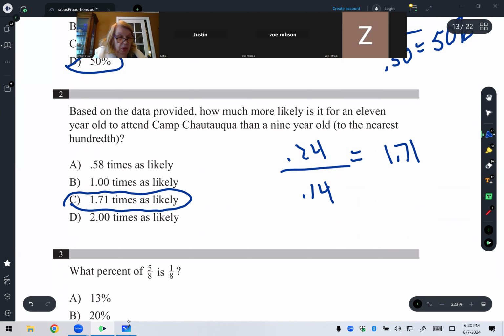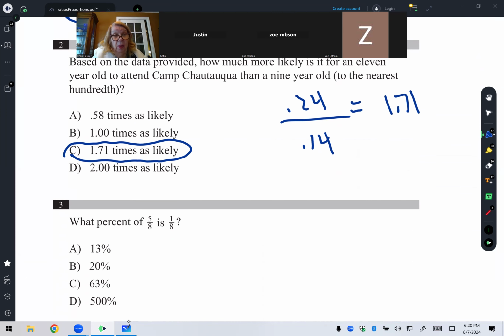Okay, number 3, I'm trying to give you every kind of problem you might see. So 1/8 over 5/8 would just be 1/5, and that would just be 20%.